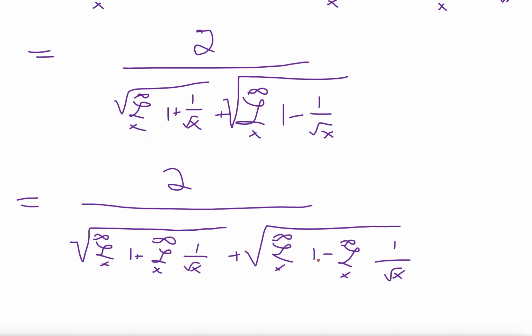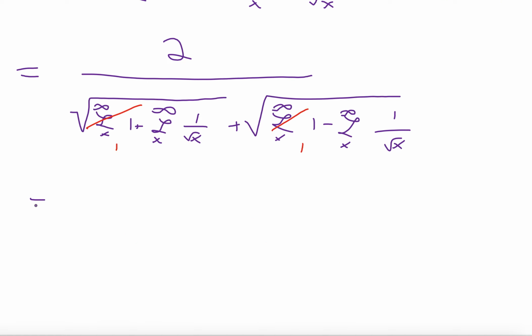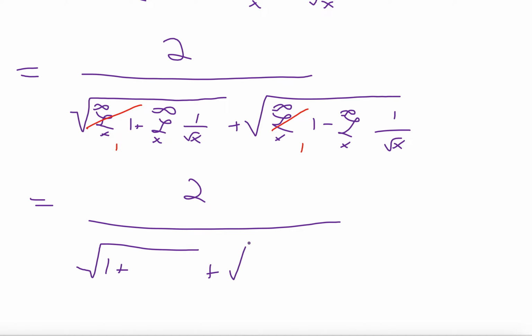Now, of course, we know that this is going to be equal to 1, and this is equal to 1 because they're constants. So we get 2 over the square root of 1 plus, and then we're going to add the other side. There's a reason I'm leaving this gap open here, 1 minus, because I'm going to use 2 steps now.